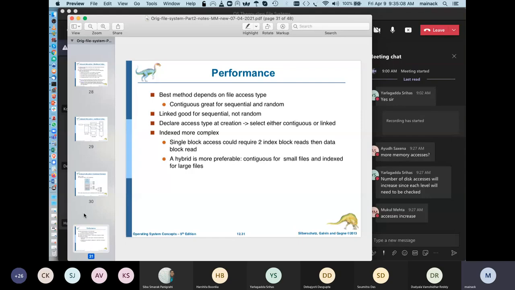Essentially the question then boils down to how do you measure performance of contiguous, linked and indexed allocation? Because you need to measure it mathematically, then you have to run experiments and get numbers on which one works better and which one works worse. The best method often depends on the file access type, because contiguous is great for sequential access and random access both.